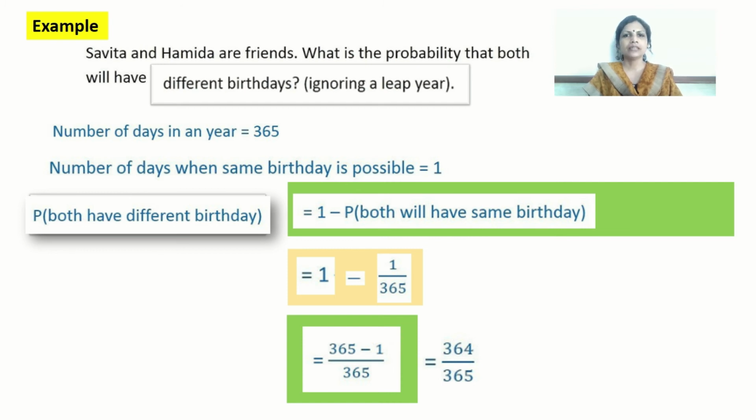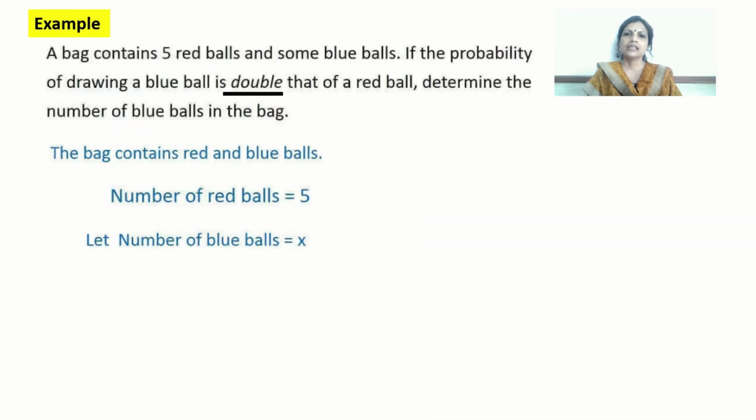So next sum. This is again an example, and just have a look at that. A bag contains 5 red balls and some blue balls. We are not given the value. It's just said that some blue balls. If the probability of drawing a blue ball is double that of red ball, determine the number of blue balls in the bag. So let's see what is all given to us.